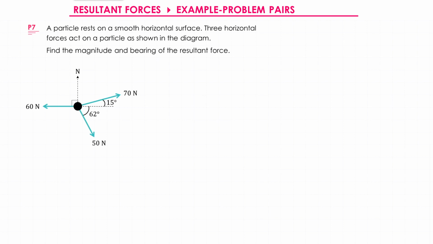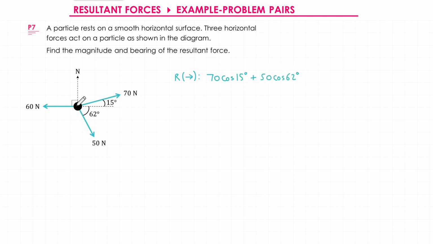Okay, here's a similar problem then. Pause the video, have a go, and then come back and check your solution against mine. Welcome back, here's my solution then. So first, we're going to resolve to the right. We've got a component of the 70 Newton force, that'll be 70 cos 15. We've also got a component of the 50 Newton force, that'll be 50 cos 62.